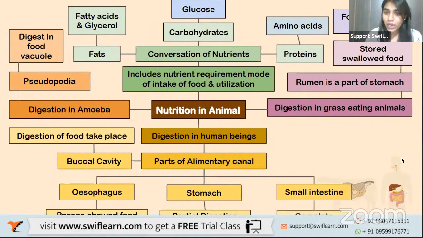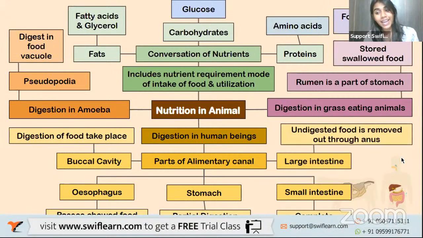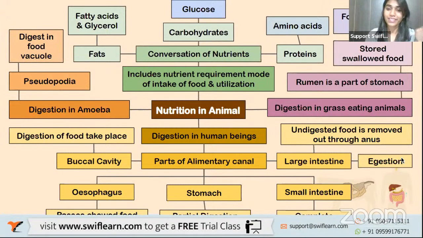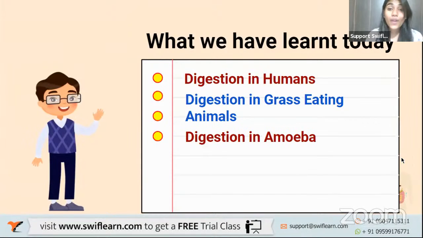Then we learned about the small intestine and then the large intestine. We learned about villi. We learned that the small intestine is the site of complete digestion, and about absorption. Then the undigested food goes to the large intestine. The large intestine absorbs water and salt. Then the food is stored in the rectum, and from time to time it is excreted out from the anus, which is called egestion.